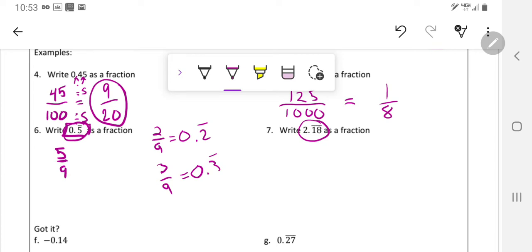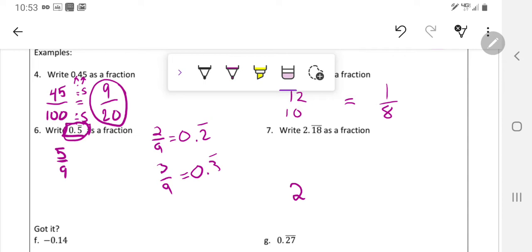Okay. Now if we go to number 7, your first step is to find that there is an integer there to the left. So in our answer, we're just going to throw in the 2. We don't need the point because we're changing to a fraction. We're changing that decimal part, the 0.18 repeating, into a fraction. So what we can do is, since there are 2 digits that repeat, we're going to put it over 2 9s, all right?